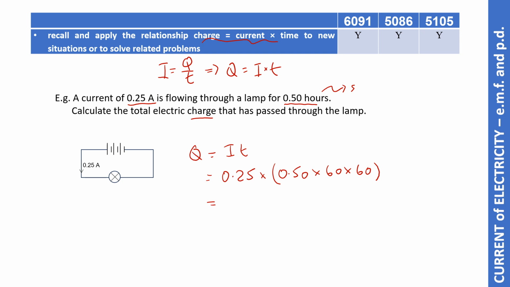Times 0.5 times 3,600 equals 450. The SI unit for charge is Coulomb, capital C, right?